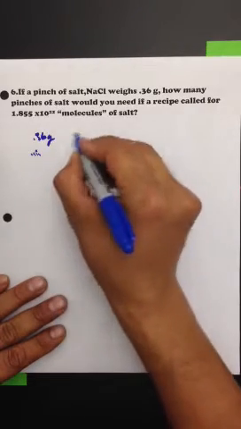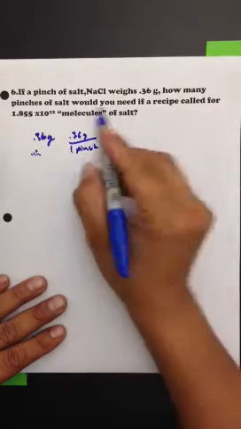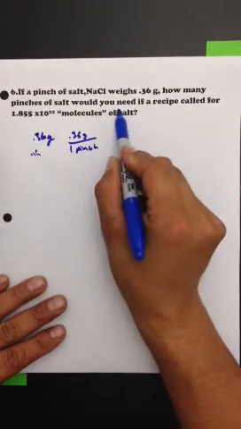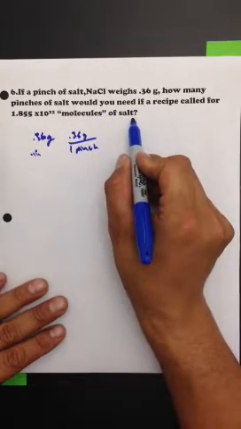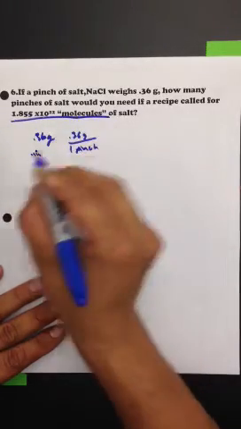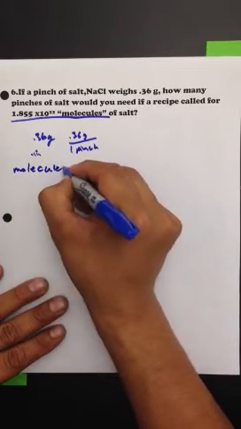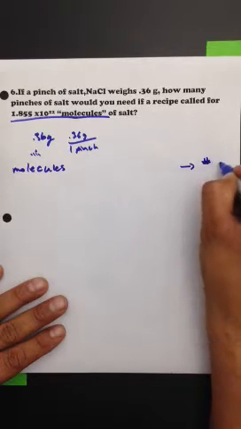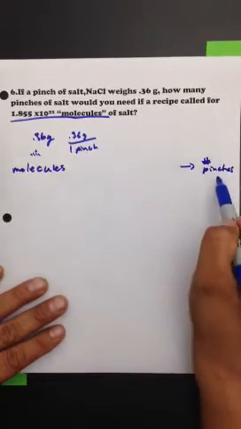So for each one pinch, 0.36 grams. How many pinches of salt? Oh, we're looking for the number of pinches you would need if a recipe called for this many molecules of salt. Oh dear. All right, so this is the number they're starting us out with. So we're starting with molecules, and we need to get all the way to the number of pinches. So let's go backwards.